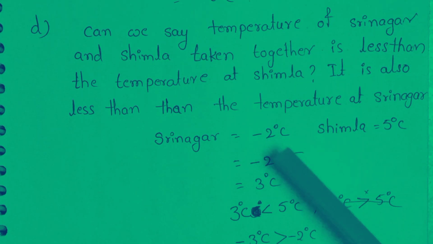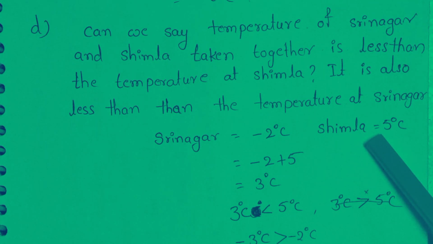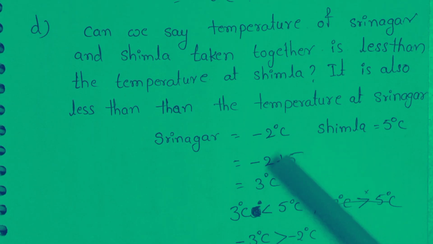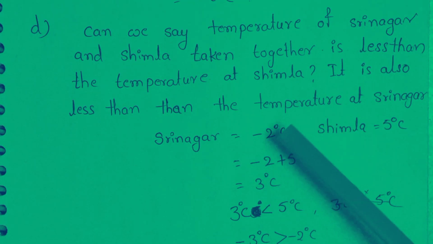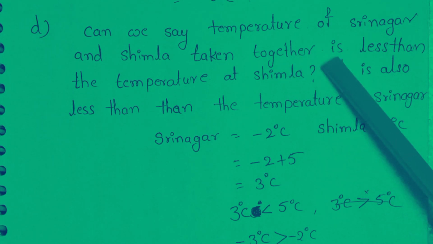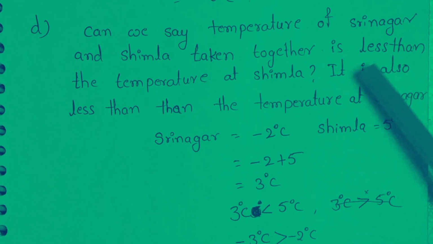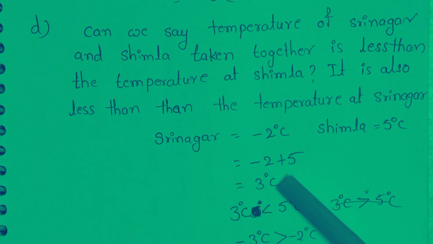Srinagar is minus 2 degrees centigrade. Shimla is 5 degrees centigrade. Both are added: minus 2 plus 5. So the symbols are opposite. Then big number minus small number. 5 minus 2 is 3. The big number's symbol is plus, so here plus. That is the answer. Now, together is less than the temperature of Shimla. Together the answer is 3 degrees centigrade.